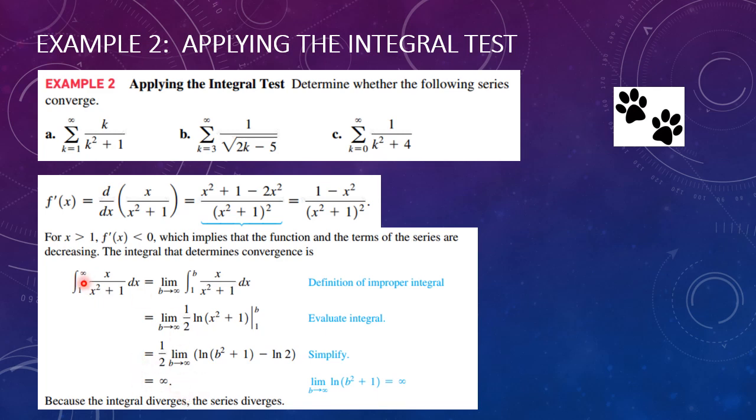So we can see here that the integral diverges, and because the integral diverges, we know the series diverges. Remember, they either both converge or they both diverge. And here we were just checking to see, if we had divergent up here, we don't have to go any further. Okay, so why don't you try B and C.